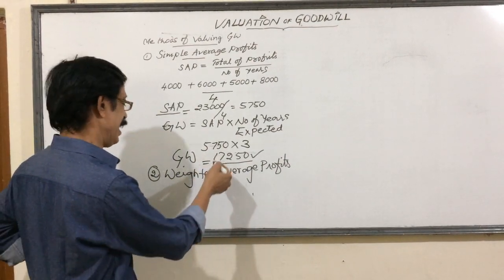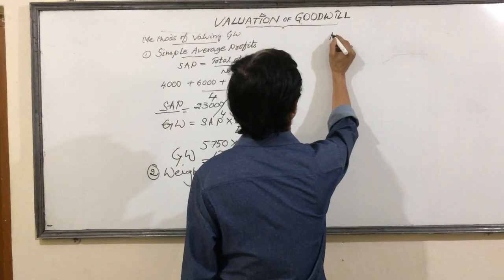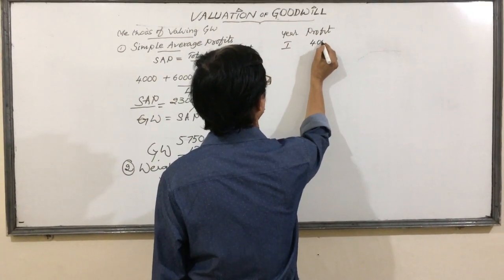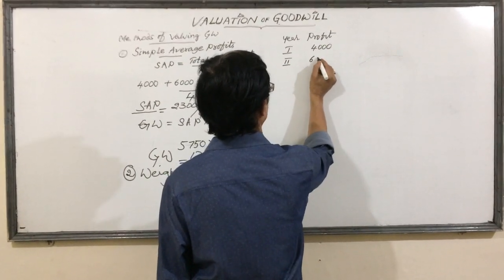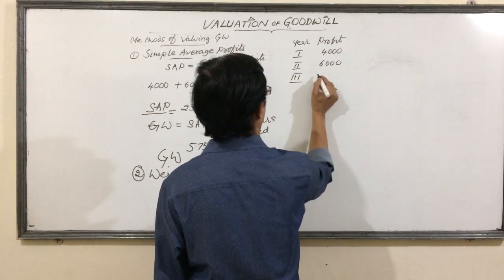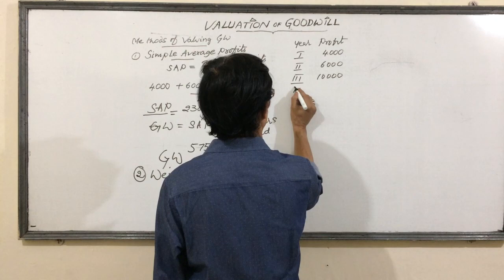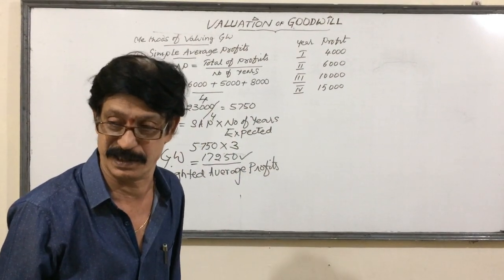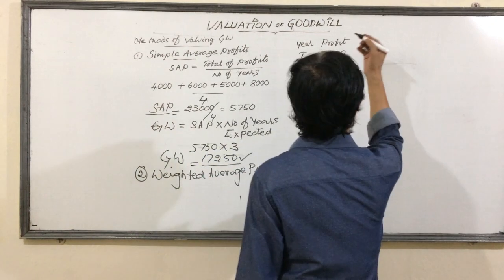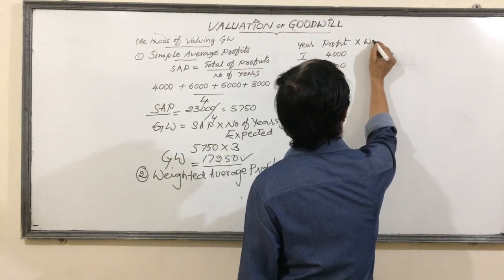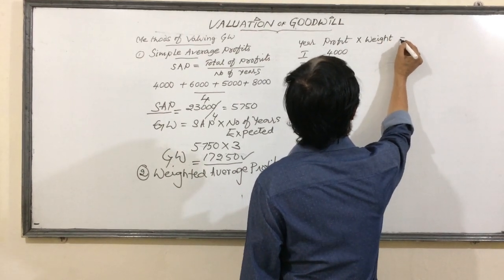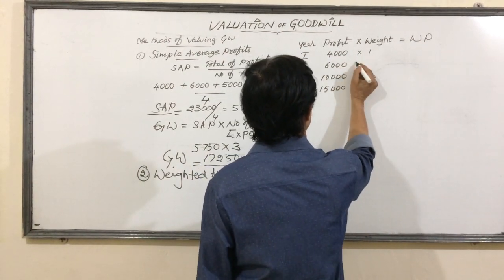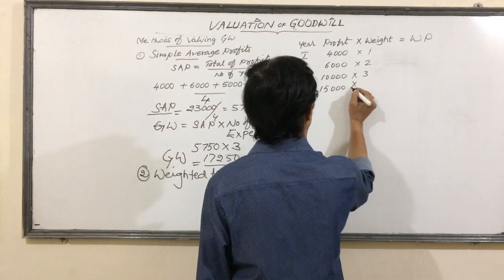In the first year, we got 4,000. In the second year, we got 6,000. For example, in the third year we got 10,000. In the fourth year we got 15,000. The profits are always increasing. No question of decreasing. So, profits are now multiplied with the number of weights. That is equal to profit into weight. That is equal to weighted profits. First year is multiplied with 1, second year with 2, 3 and so on.